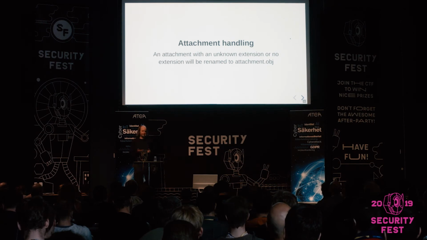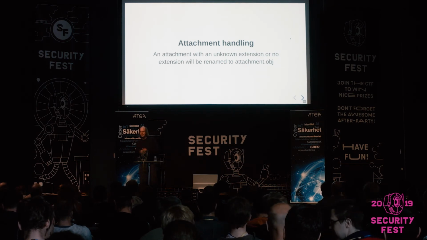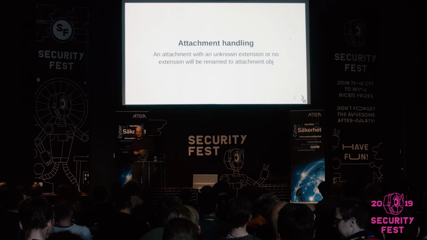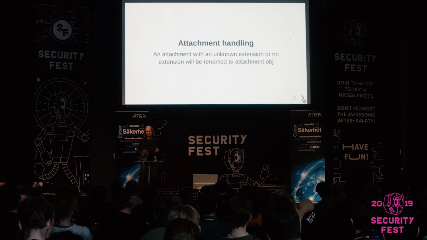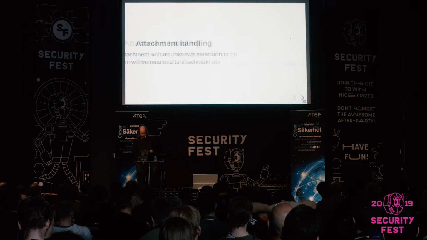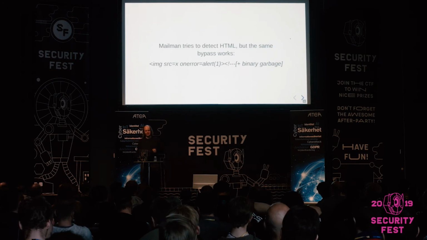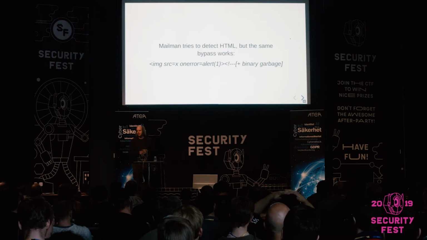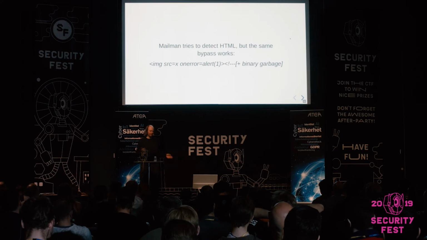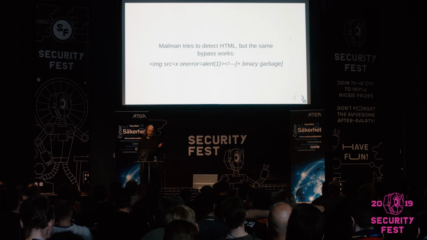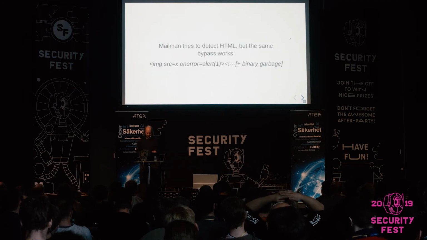And what does this do with attachments? If you have a mail with an unknown extension or with no extension, it will rename it to attachment.obj. Mailman also tries to detect if there's HTML in it and will remove the attachment, but the same bypass that worked for WordPress works here as well. It's using the same code in the backend.